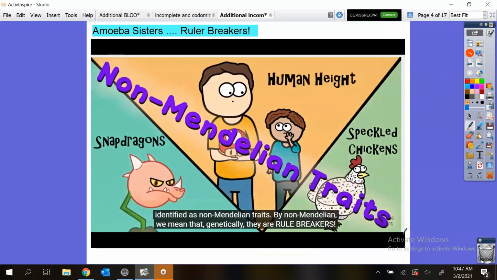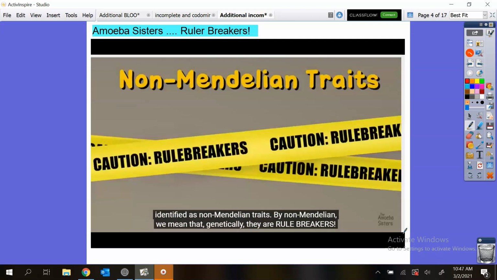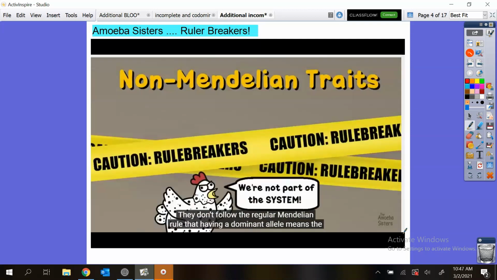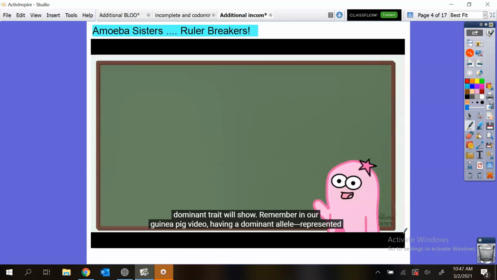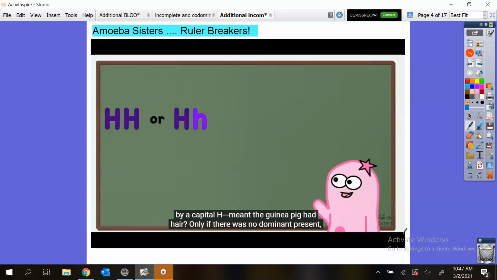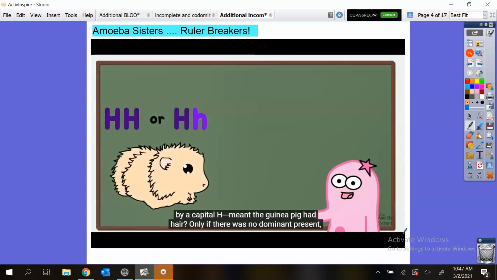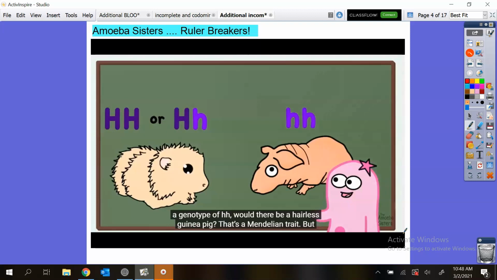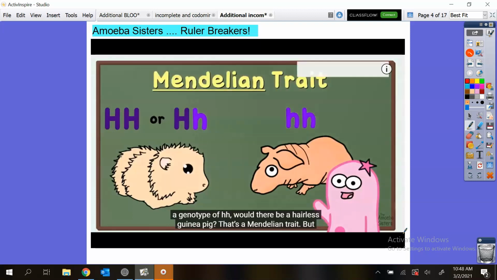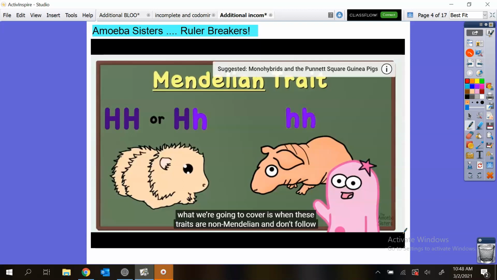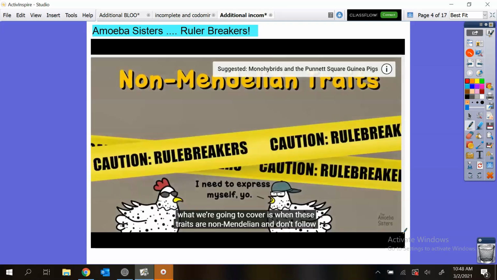By non-Mendelian, we mean that genetically they are rule breakers. They don't follow the regular Mendelian rule that having a dominant allele means the dominant trait will show. Remember in our guinea pig video, having a dominant allele represented by a capital H meant that the guinea pig would have hair? Only if there was no dominant present, a genotype of little h, would there be a hairless guinea pig. Well, that's a Mendelian trait. But what we're going to cover now is when these traits are non-Mendelian and they don't follow these basic rules.